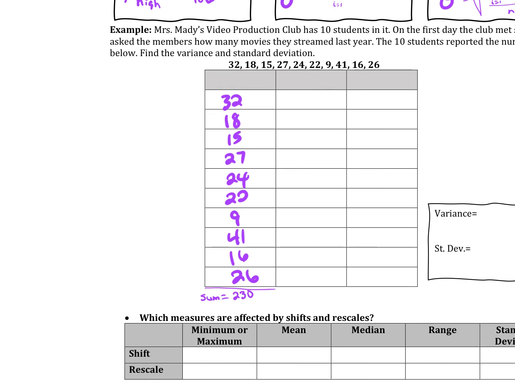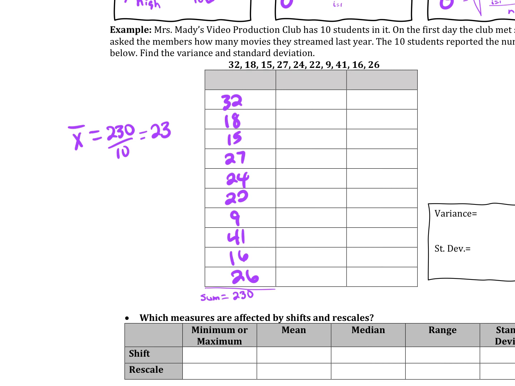And the first step in what we do here is that we find the mean for that set of data. So if we add all of those values up and divide by however many there are, and there are 10, then we find that the mean or the average is 23. Okay?